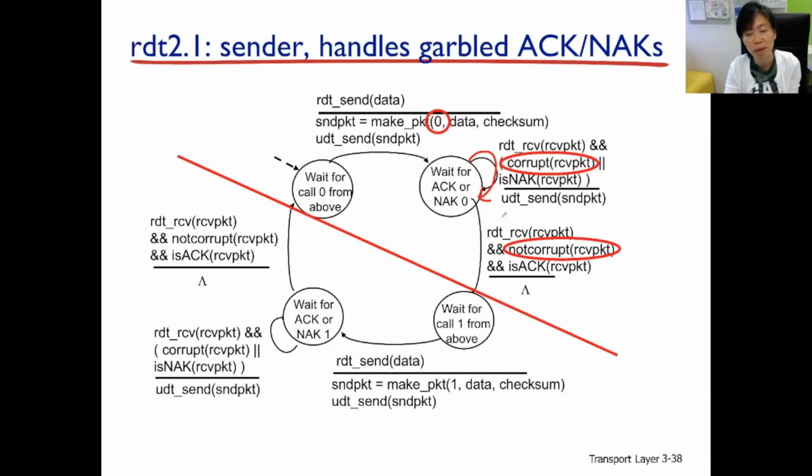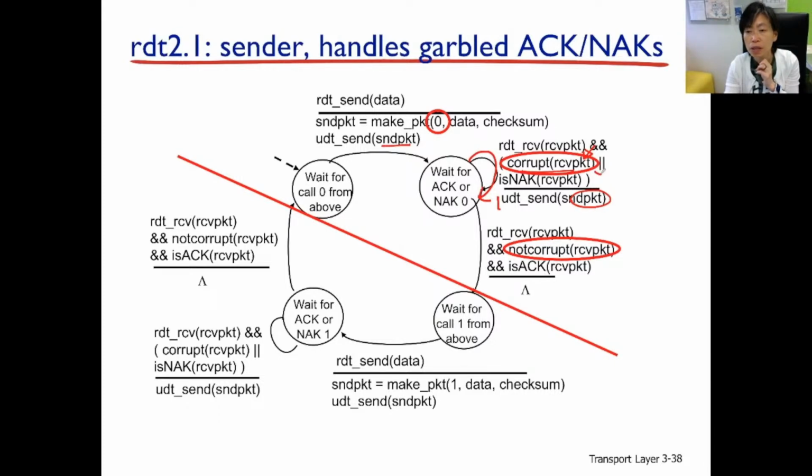Okay, so these are the complicated cases. You see here, if the ACK or NACK coming back is corrupted, what do we do in RDT 2.1? We'll just retransmit the packet that was sent earlier, isn't it? So if it's corrupted, simply send it again. So the send packet here is not actually being reassigned. It will be the packet we have sent earlier. So it will be carrying sequence number 0.